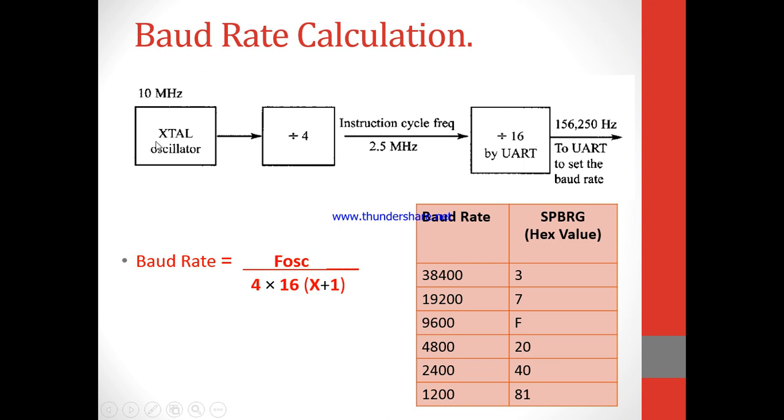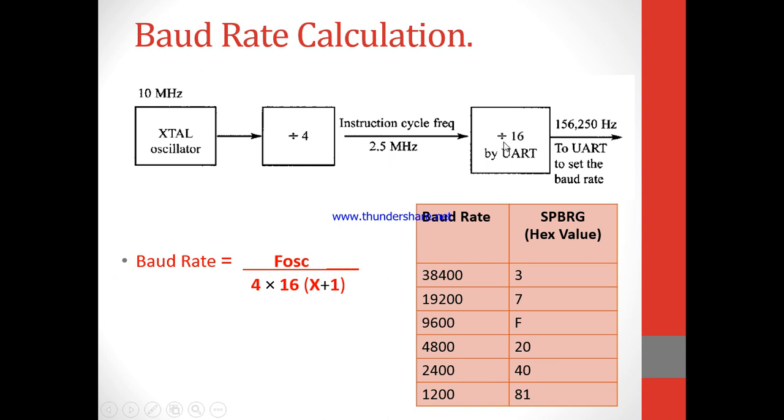Suppose our controller has a clock frequency of 10 megahertz. Now the machine cycle of the PIC controller is 4 T states, and therefore the instruction cycle frequency is the crystal frequency divided by 4, so we get 2.5 megahertz.